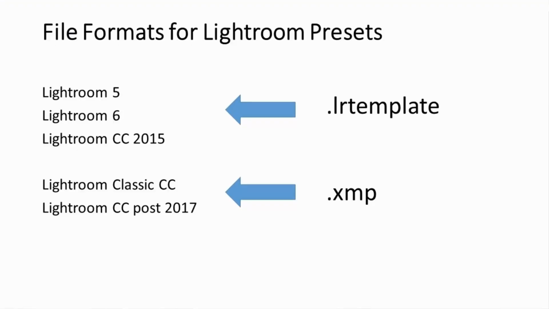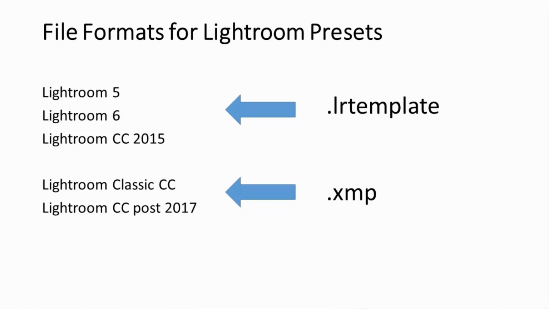Up until 2017, develop presets were LR template files, very identifiable by their file extension. In 2017, with the newer versions of Lightroom, the presets became XMP files. Now, there are some really good reasons for that, including some compatibility with Adobe Camera Raw, which shares a develop engine with Lightroom. But the impact for us is that increasingly over time you're going to see a move away from LR template files to XMP files.